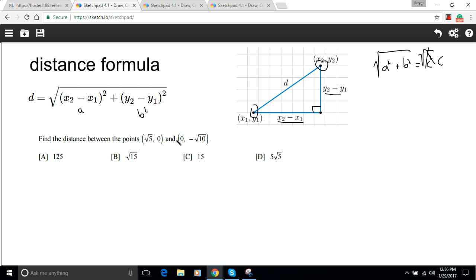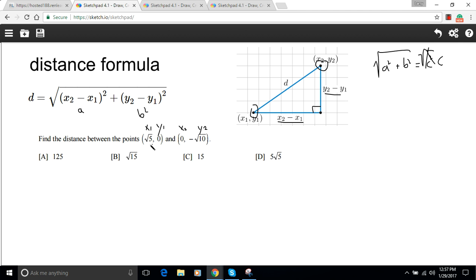Anyway, you don't even need to know that to apply this. All you have to do is know what goes in each of these spots. D is usually what we're solving for, so that just often stays D. The x2, x1, y2, y1, well, the first point would be your x1 and your y1 for the x and y coordinates of that point. And the second point would be your x2 and your y2.